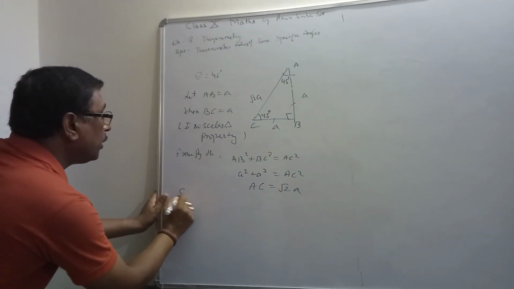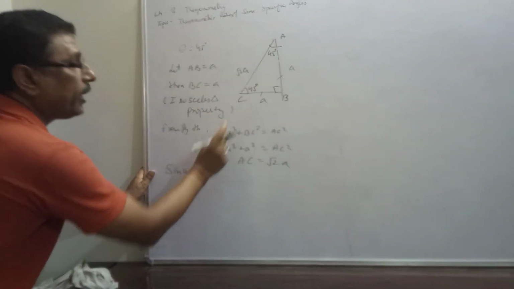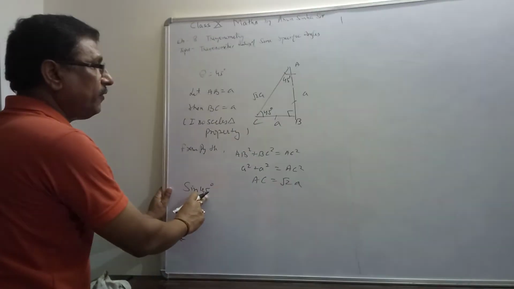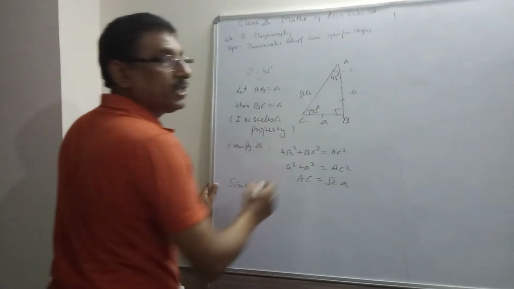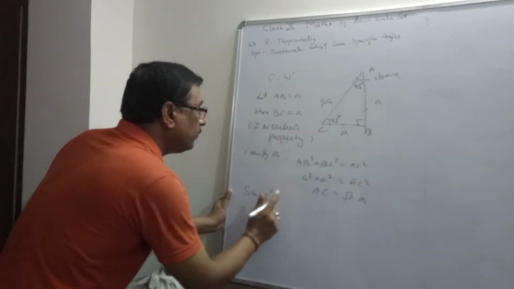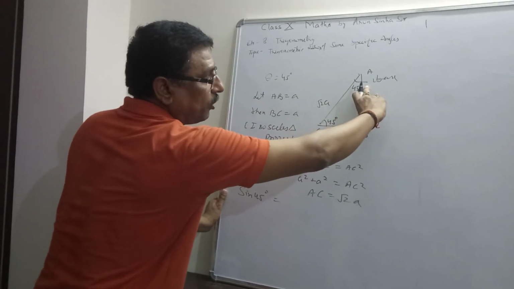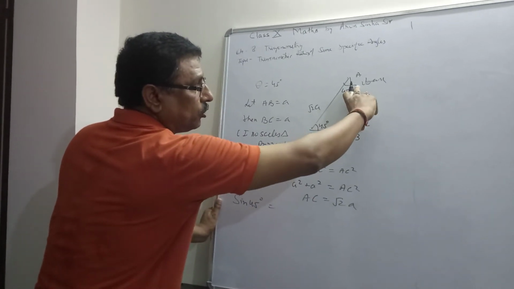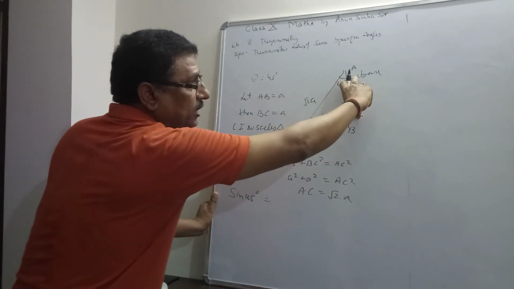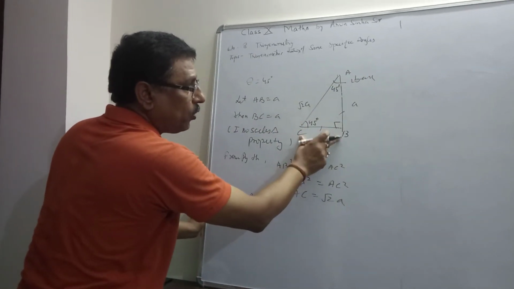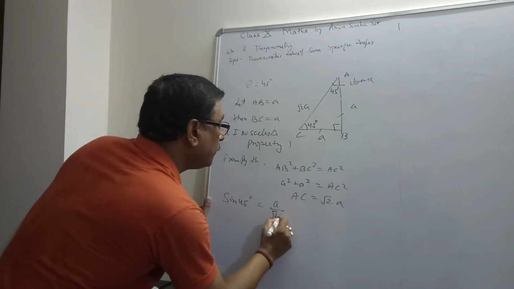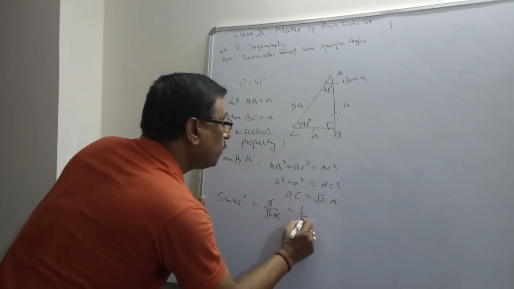Now you can see sine 45 degree. You can take any value because these two angles are equal, these two sides are equal. So sine 45. So we are considering this angle as base angle. Okay, this is base angle. You can take 45. So for this base angle, this will be base, perpendicular and hypotenuse. So what you get children? A upon root 2A. A cancel. You get 1 upon root 2.